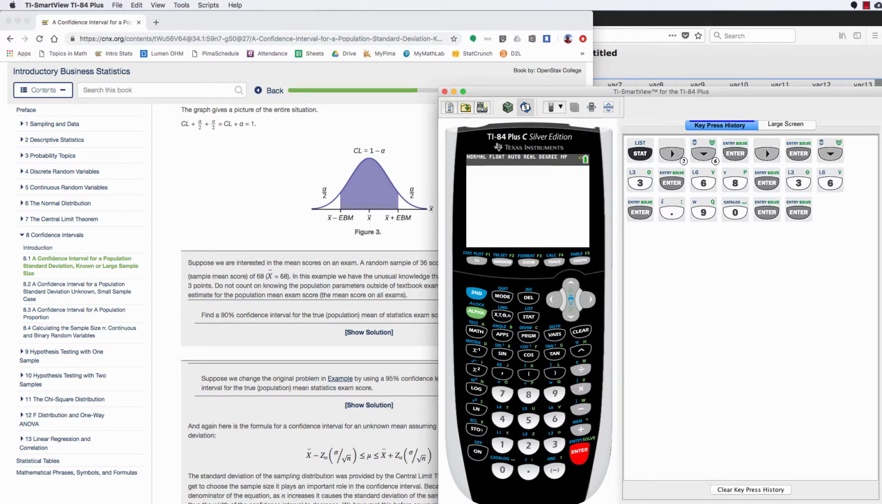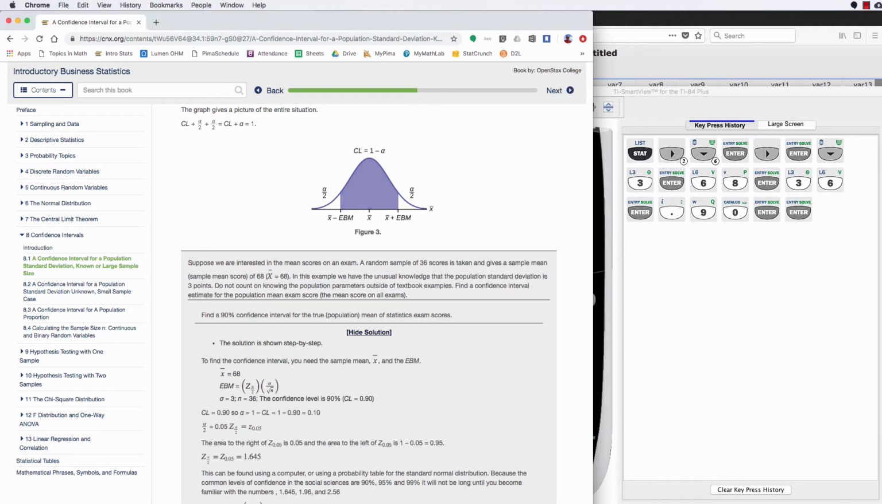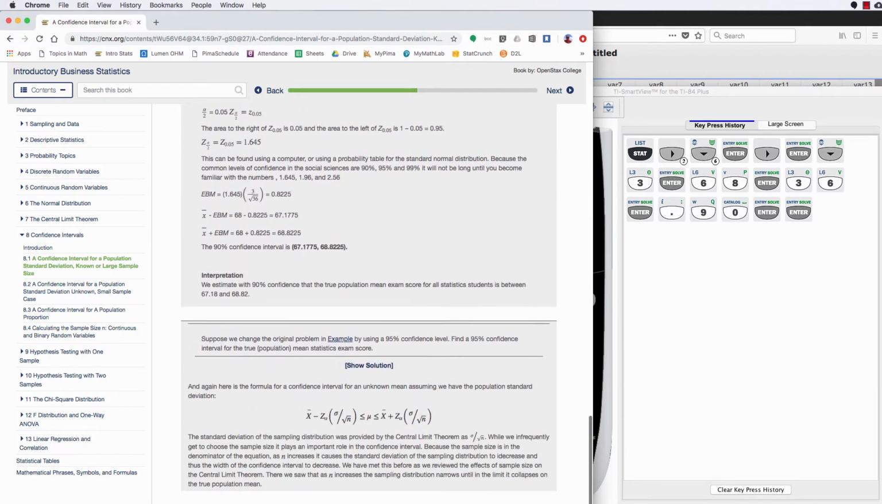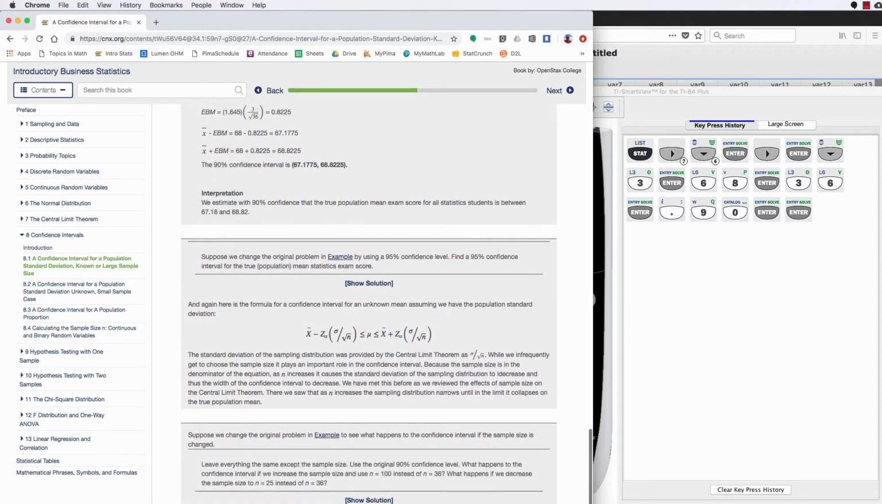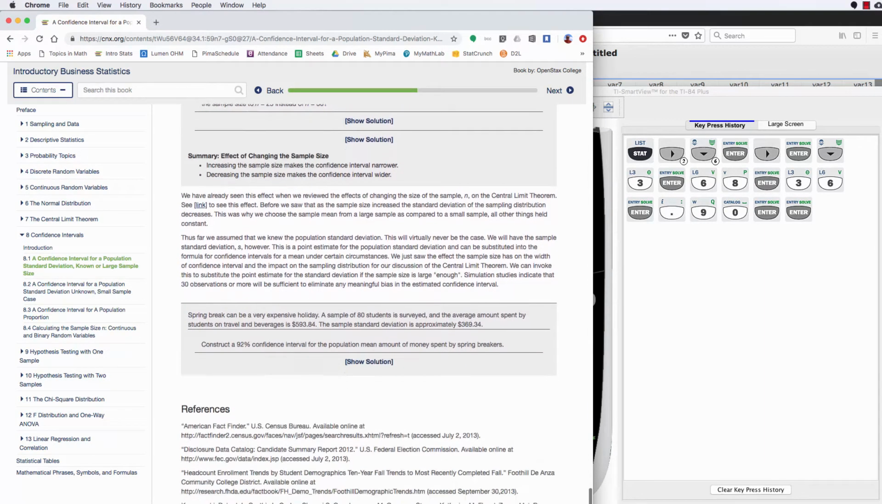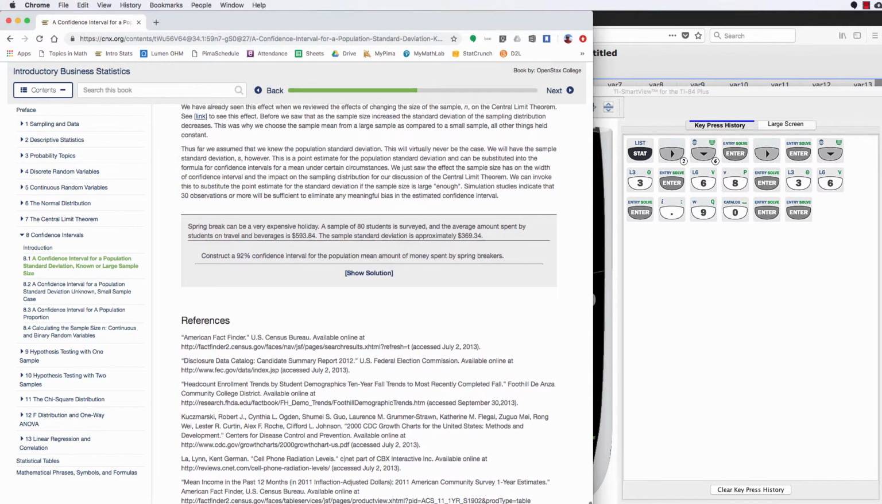Now we calculate that, and we get the confidence interval is 67.178 to 68.822. We'll verify that. And we have 67.1775. They went a little bit further in depth than the calculator. And 68.8225. Let's try it with another one.